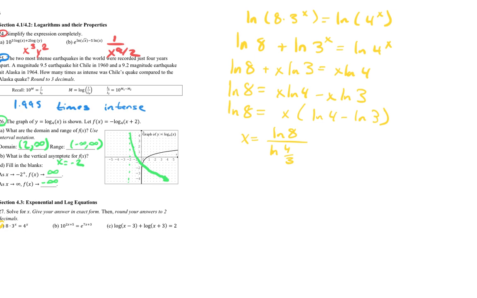And then if we go ahead and plug this in, we see that we should end up with x equaling 7.23. So again, it wants our answers in exact form, then rounded to 2 decimals. So our exact form is x equals natural log of 8 divided by natural log of 4 over 3, or x is equal to 7.23.